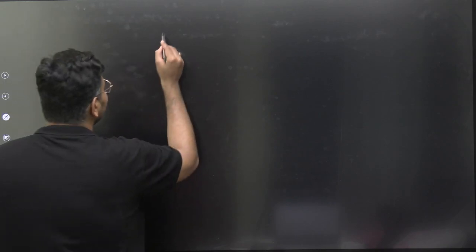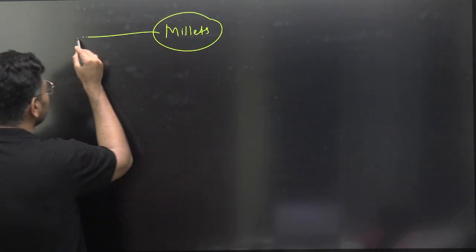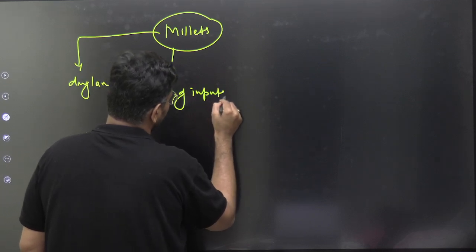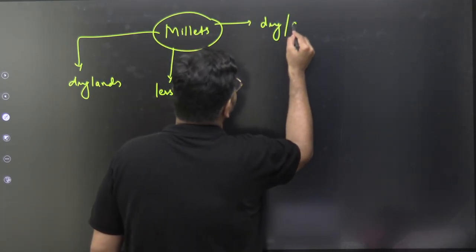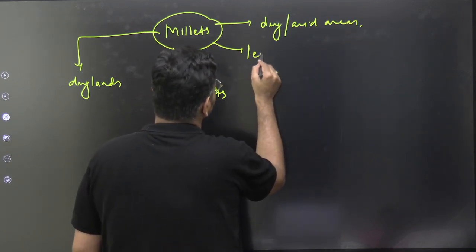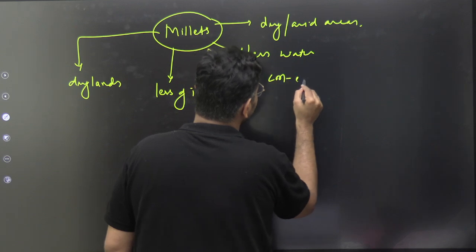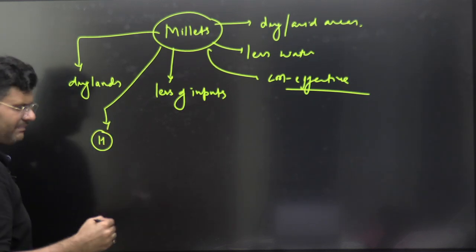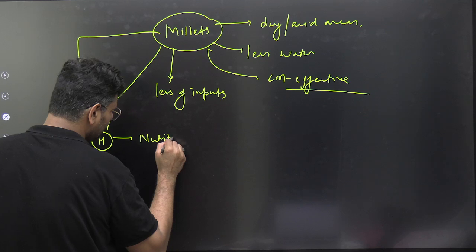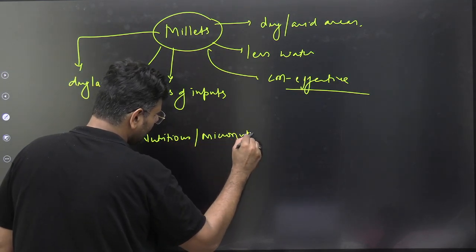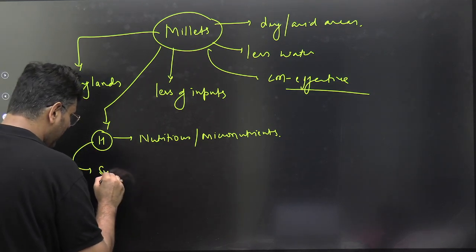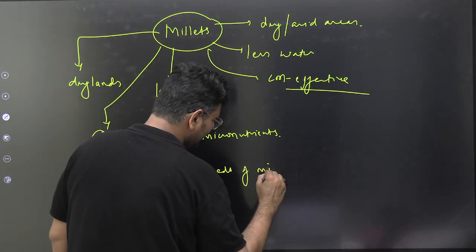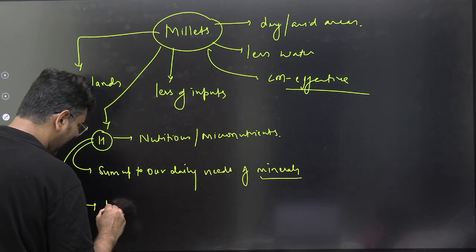So when you move forward, we have millets that are preferably grown on your dry lands. They require fewer inputs. They are precisely suited to dry and arid areas. They love it. They require less water. They are cost effective. And when someone grows it, I must tell you, millets have good health impacts. It is said that they are nutritious, even with the micronutrients. They add up to our daily needs of minerals. They fight hidden hunger well.